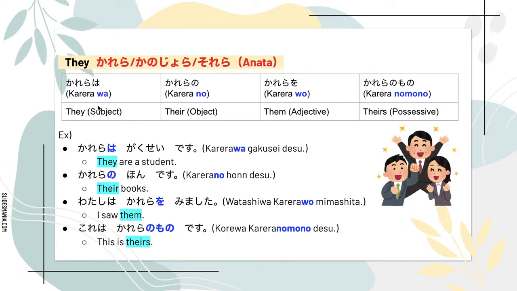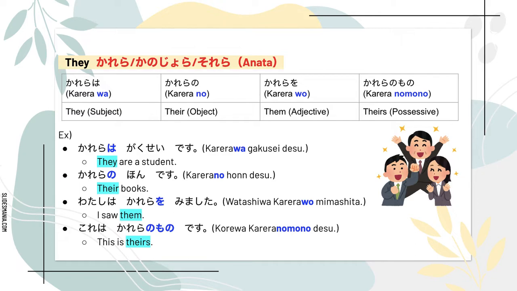So same thing as everything. All you have to do is add は, の, を, のもの. So if it's they as subject, it would be 彼らは. As an object, it'll be 彼らの. Them, as an adjective, it will be 彼らを. And theirs, as in possessive, it will be 彼らのもの.